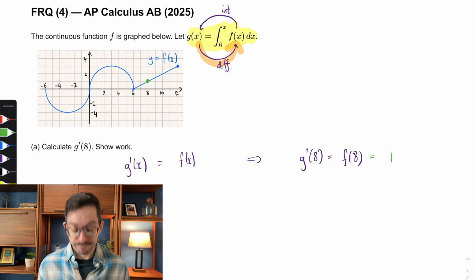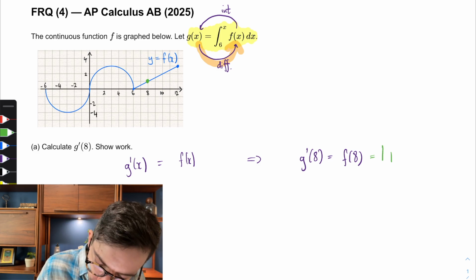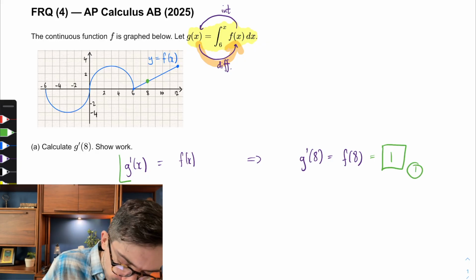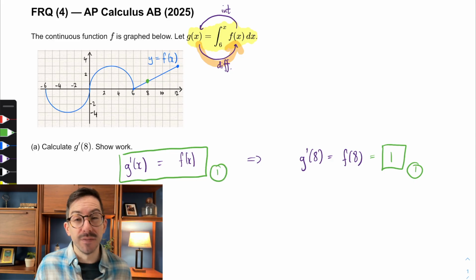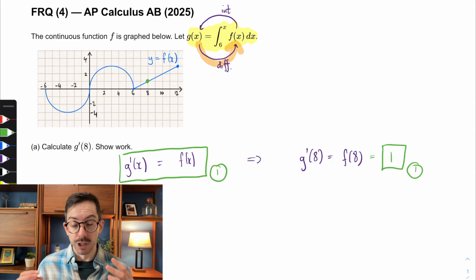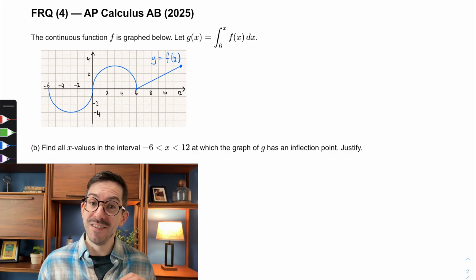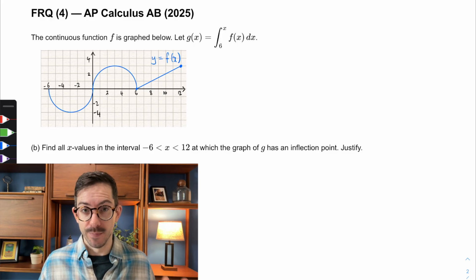Pretty straightforward. So how are the points divvied up here? Well, we certainly get 1 point for our final answer, but we also get 1 point for our setup, okay? Applying the Fundamental Theorem of Calculus somehow to relate g prime back to f. And that's all there is to it. Good work. We're going to have to work a little bit harder in part B, but it's still going to be totally fine, I promise.